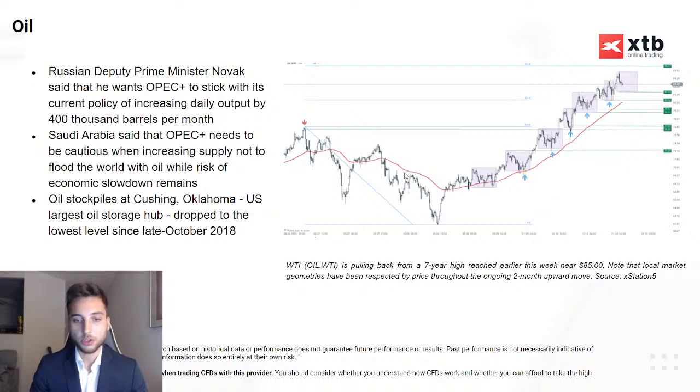But we also have this chart here on the right with oil WTI on the 4-hour chart, where you can see oil pulling back from a 7-year high reached earlier in the week near $85.